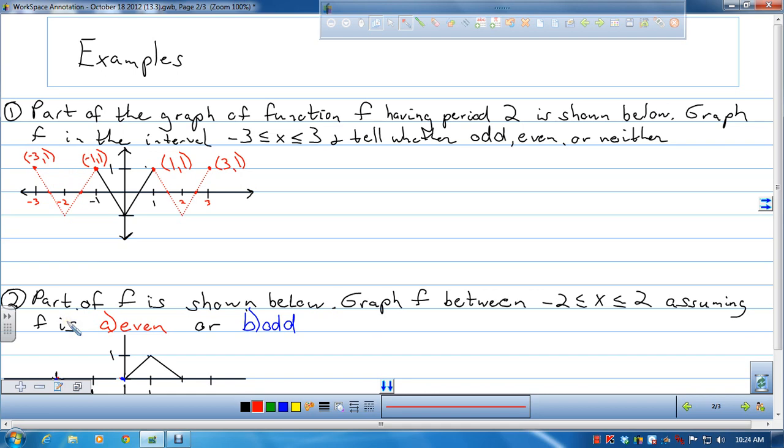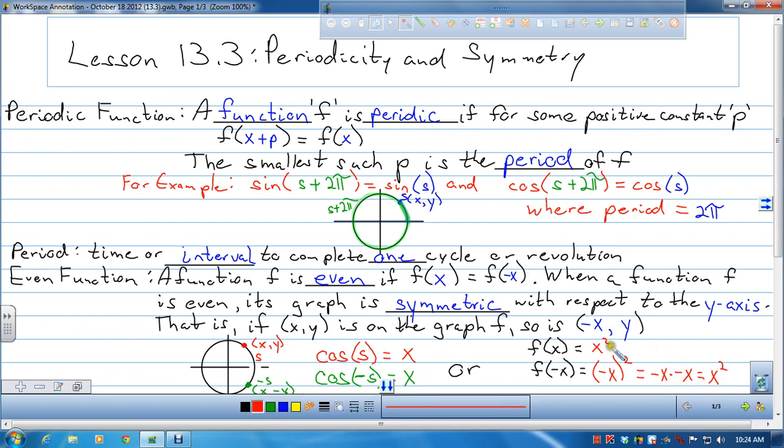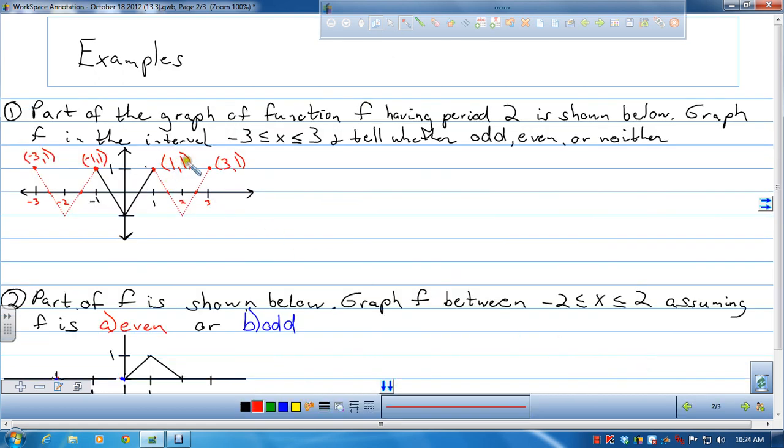Okay. Now that I'm looking at that, and if I look back at my previous notes where it said if it's even, if I have x, y, I should have negative x, y. Well, that looks like what I have. If I have 1, 1, I should have negative 1, 1. If I have 3, 1, I should have negative 3, 1. And you can also tell that if I folded this over this y-axis right here, wouldn't this graph be on top of itself? What is over here would be on top of what is over here. If that is the case, then that particular graph is even.